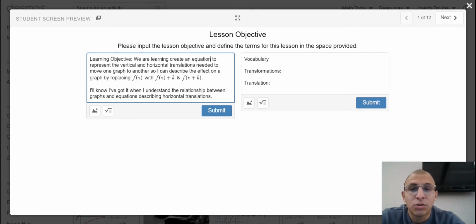We're going to continue to chip away at this idea of horizontal and vertical adjustments to our graphical representation of functions. So today we're going to learn to create an equation to represent the vertical and horizontal translations needed to move one graph to another. So I can describe the effect on a graph by replacing the function with f of x plus k, or f of the quantity x plus k. I'll know I've got it when I understand the relationship between graphs, equations, and describing horizontal translations.